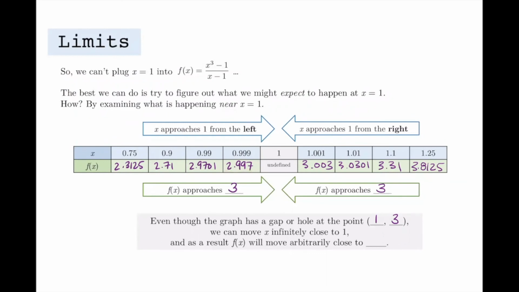We don't have to do that if we just see the pattern here, and we will learn more rigorous methods for us to evaluate limits where we don't have to take a guess. Again, this idea will be true all the time. So as a result, f of x will move arbitrarily close, or as close as we want, closer and closer to the value of 3.